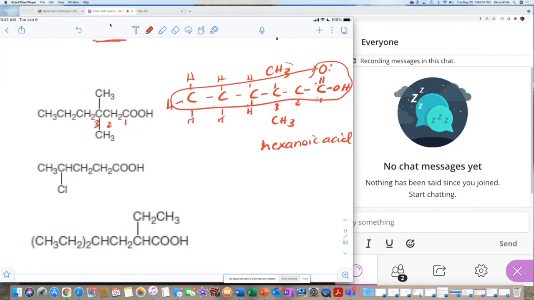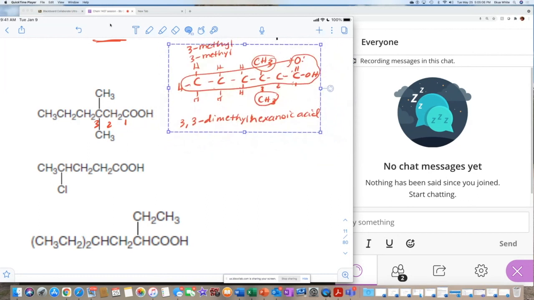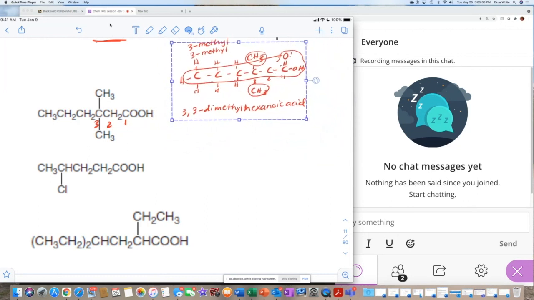Okay, and then what about the side groups? We have 2 side groups, both on carbon 3. So we have a 3-methyl, another 3-methyl. On carbon 3, we have 2 methyls. When we consolidate these, we get 3,3-dimethyl, systematically. That will be our first one. Since I've used all that space, let me make this smaller.